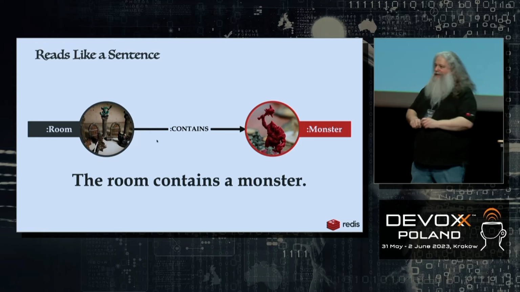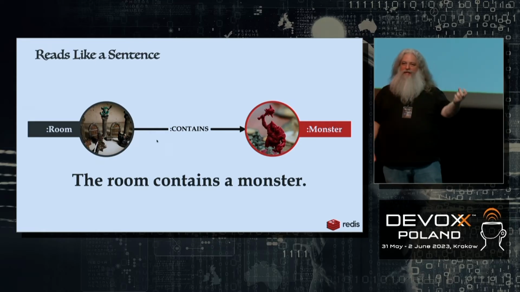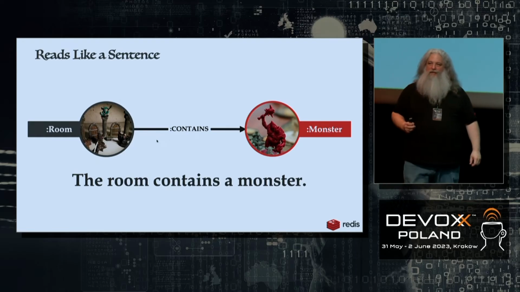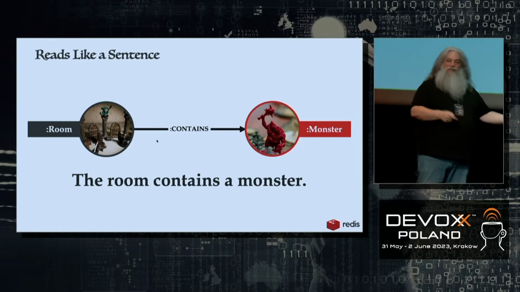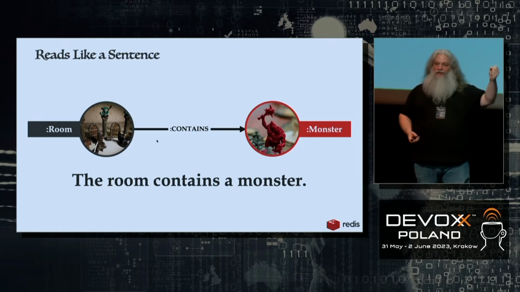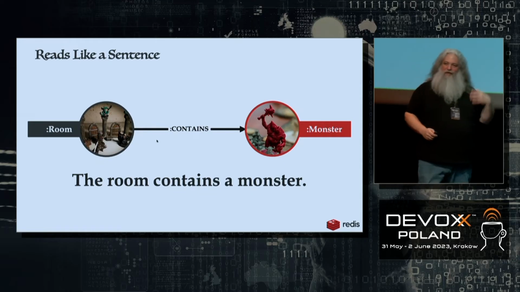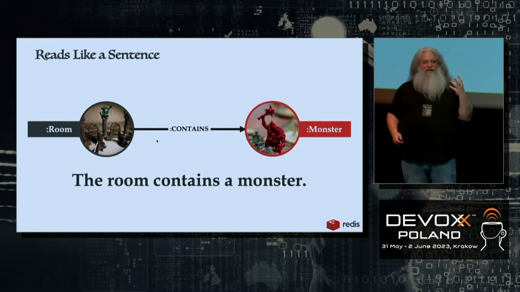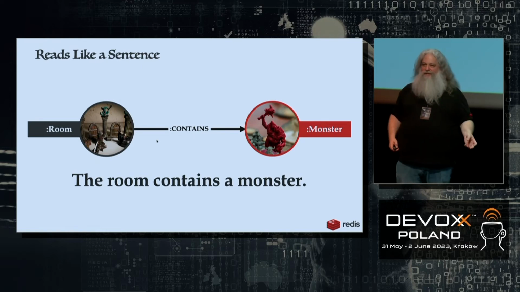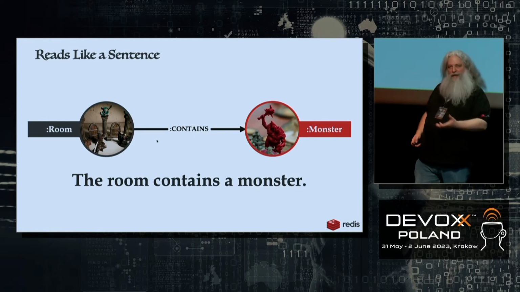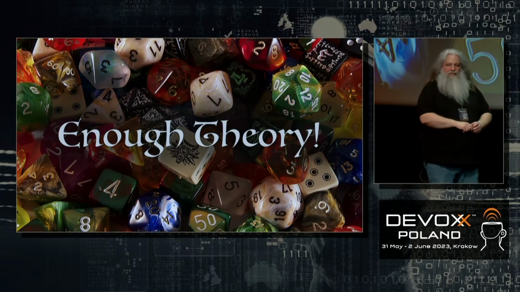I like to say that they can read like a sentence. I mentioned that the nodes tend to be nouns. Well, the relationships tend to be verbs. And so you end up with this nice little transitive sentence. The room contains the monster. And so you've got a room node containing, directed at, a monster. And so I find that if my graphs that I'm building read like sentences, then I'm modeling my problem domain well. So that's the theory behind it all.